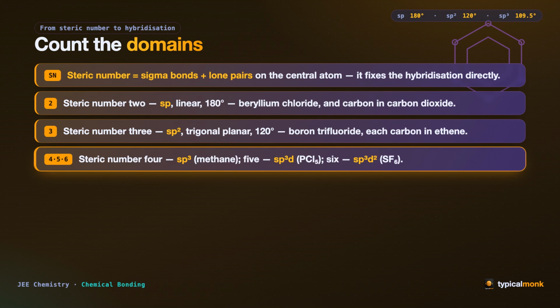Steric number 4 gives sp³ as in methane. Steric number 5 gives sp³d as in phosphorus pentachloride. And steric number 6 gives sp³d² as in sulfur hexafluoride.